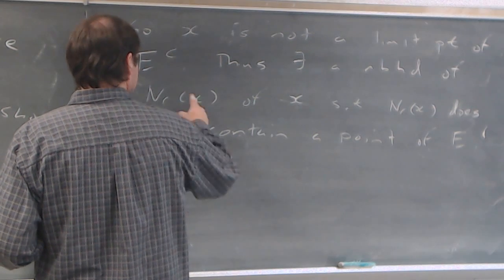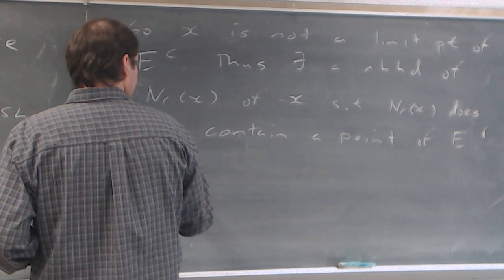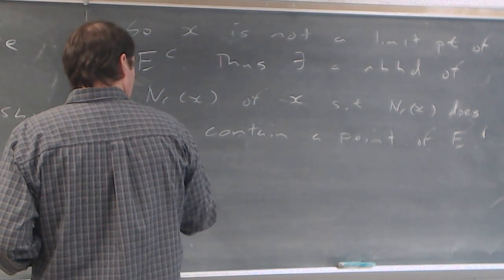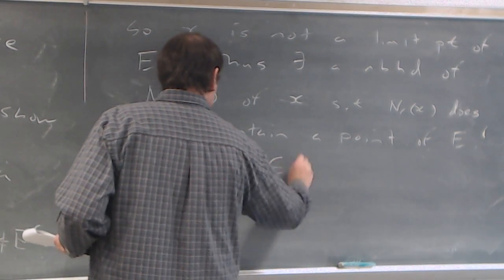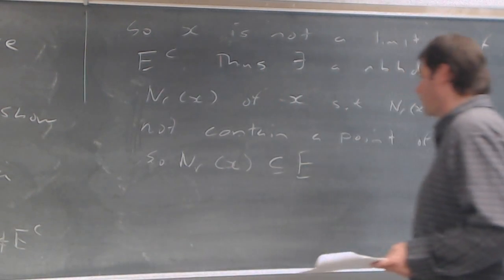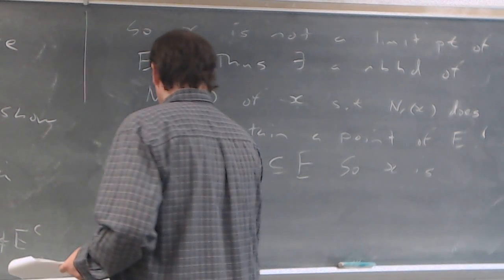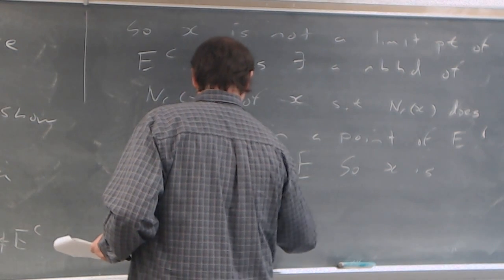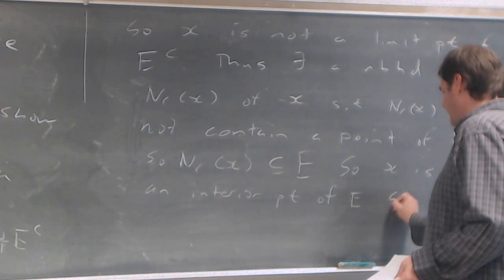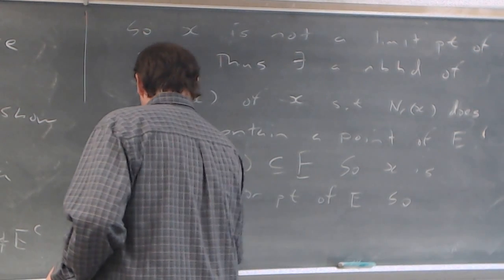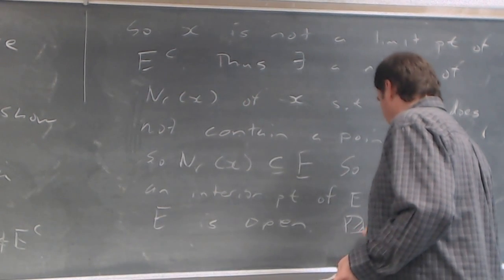And that's because x is not a limit point and x is not in E complement as well. So that means that N_r(x) is contained in E itself. So x is an interior point of E, and since x was an arbitrary element of E, E is open. And that proves the theorem.